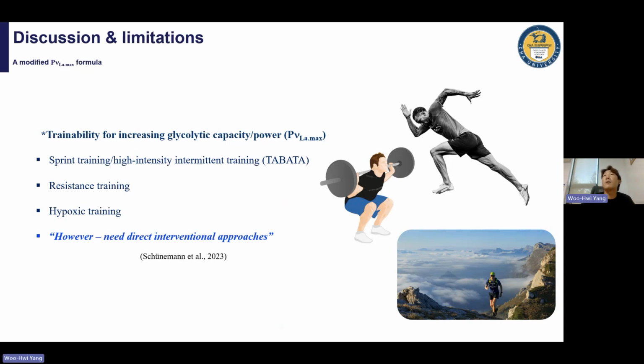Furthermore, there are currently no clear data available about which specific individual training sessions help to improve PvLa.max. A recent study by Schunemann et al. 2023 suggested that sprint training, high-intensity intermittent training such as Tabata training, resistance training, and hypoxia training may increase glycolytic capacity and anaerobic performance. It means increased activation of glycolytic enzymes. However, we need direct interventional approaches related to improving maximal glycolytic rate.